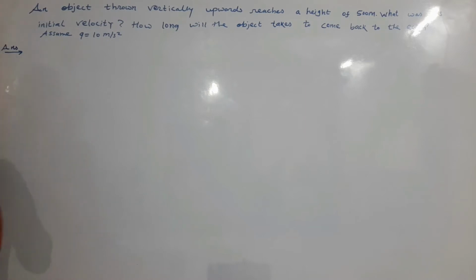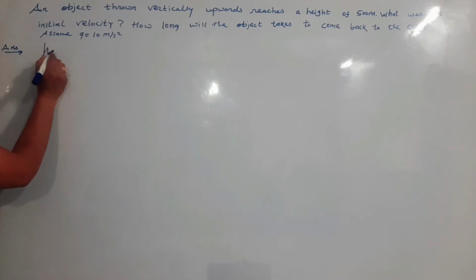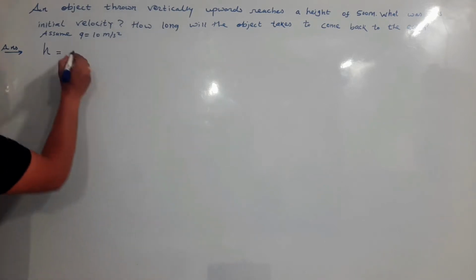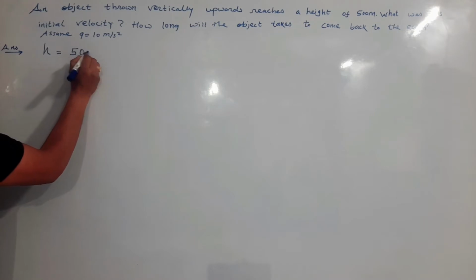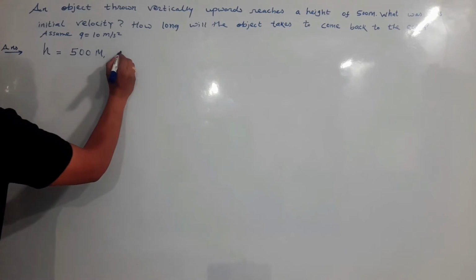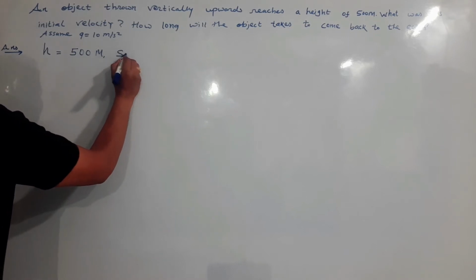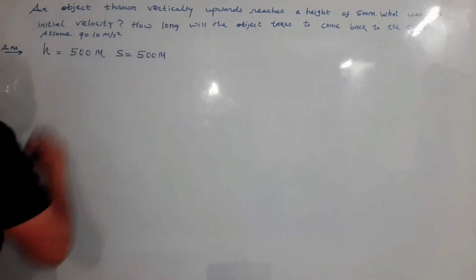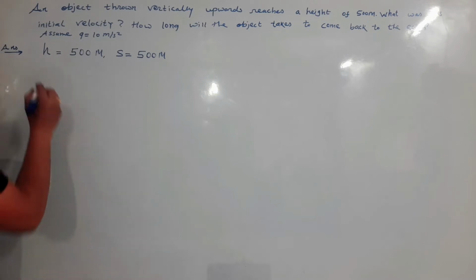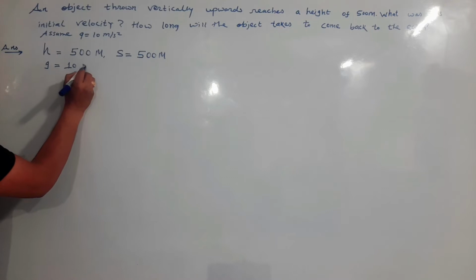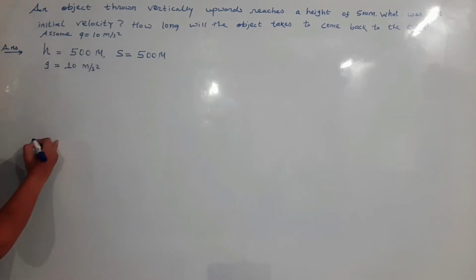Let's write down the basic information which is given to us. Height is given to us, and the height is 500 meter. Height means distance traveled by the body, and we can write S is equal to 500 meter. My dear student, here acceleration due to gravity is given to us, that is 10 meter per second square.